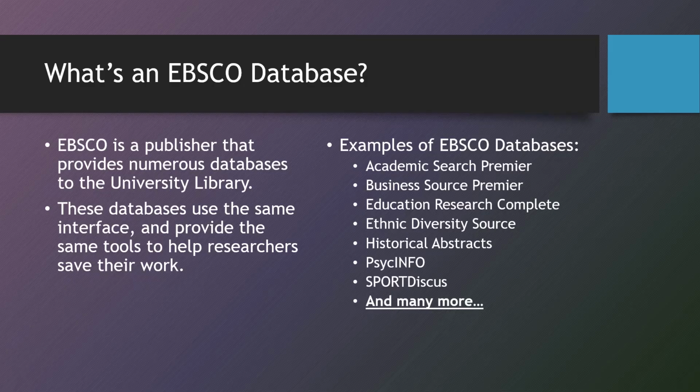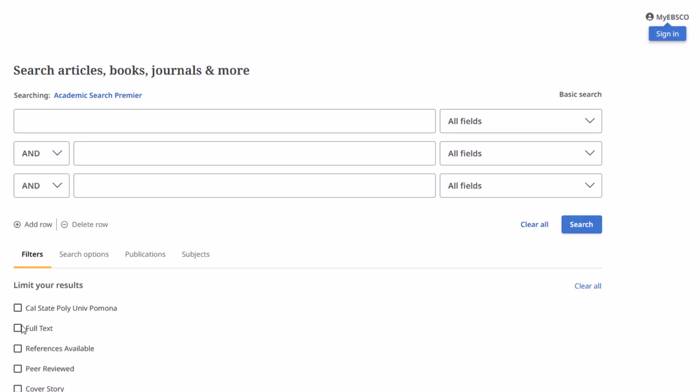The university library subscribes to a large number of EBSCO databases, far more than we have space or time to list here, but some notable examples of EBSCO databases that are commonly used include Academic Search Premier, Business Source Premier, Education Research Complete, Ethnic Diversity Source, Historical Abstracts, PsycInfo, and Sport Discus.